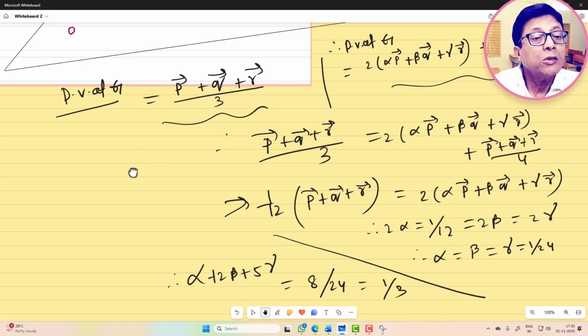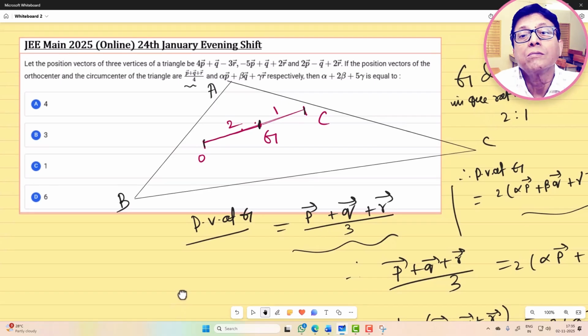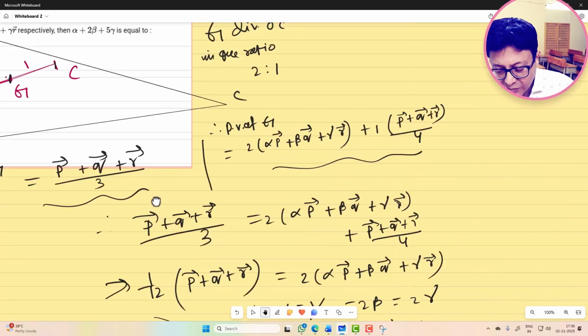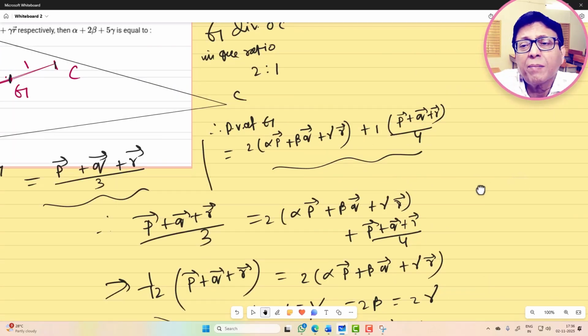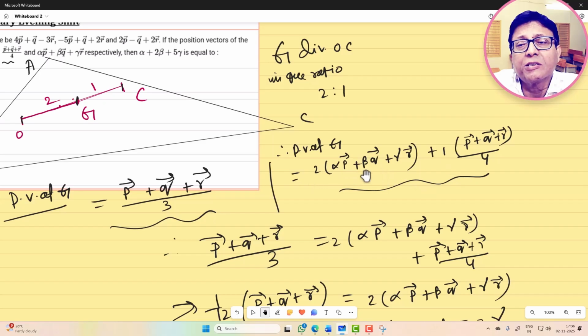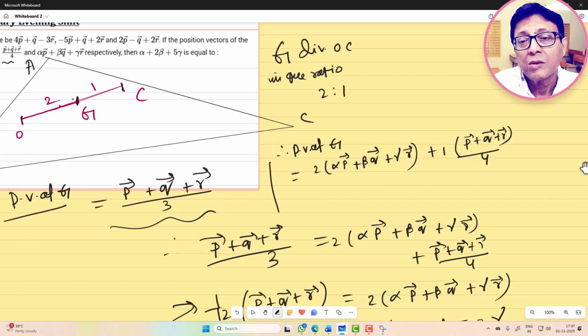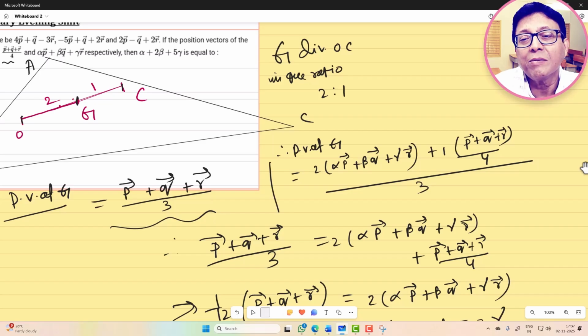Okay. So which option is correct? They have asked you to find alpha plus 2. I am getting 1/3 here. Yes, the mistake I have done here was writing the position vector of G by using this. Be careful. Never be overconfident.